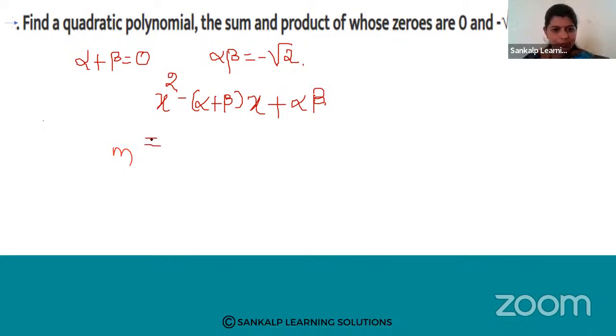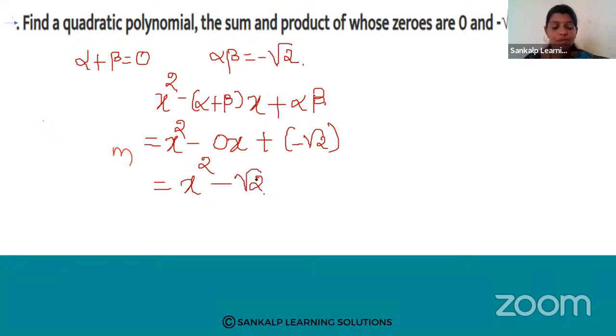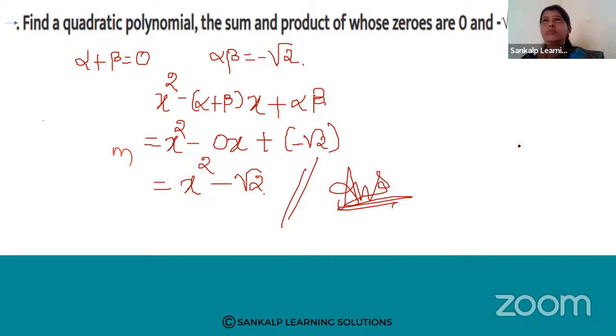Okay, next: x square minus alpha plus beta, the value is 0, into x, plus alpha into beta is minus root 2. X square plus into minus, minus root 2. So finally we got the polynomial. It is also a quadratic polynomial because it has degree 2. X square minus root 2. This is our final answer. Okay. Yes, understood? If you want, you can write it down.